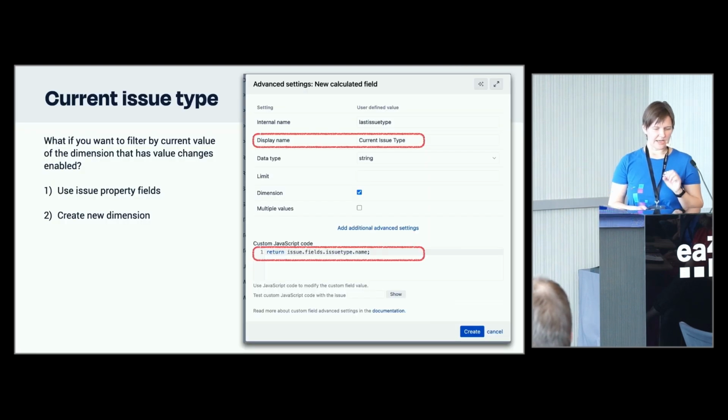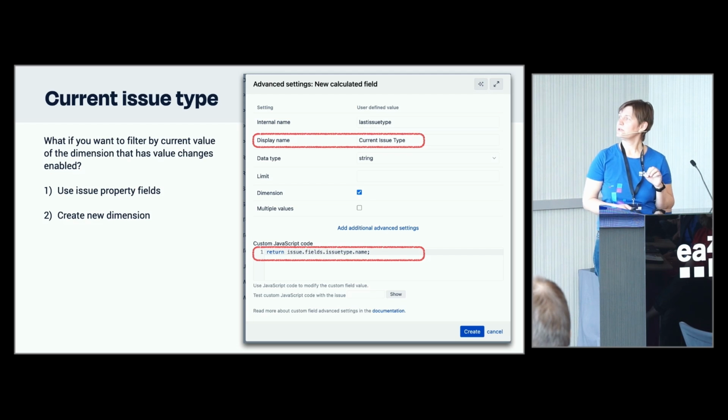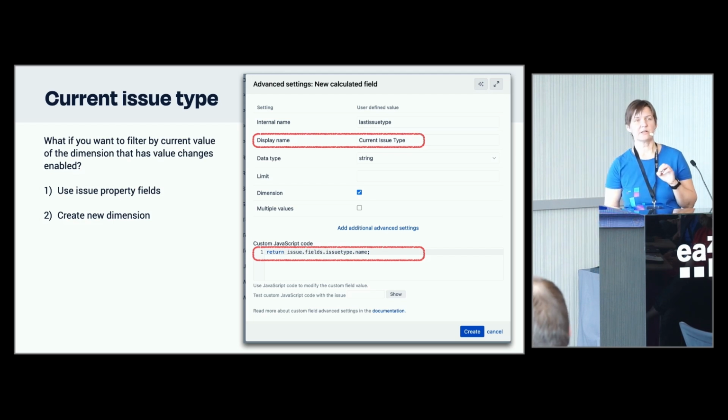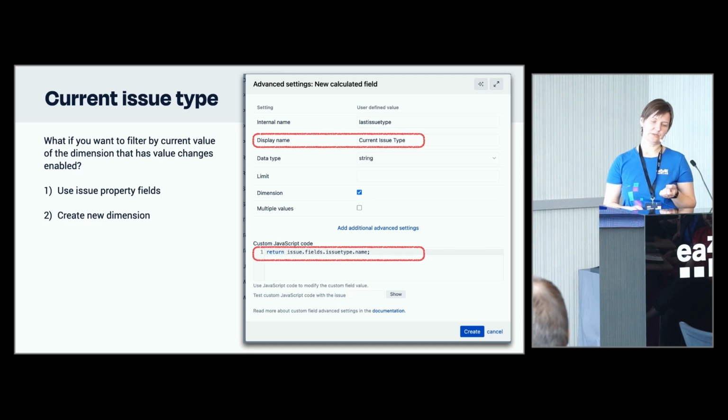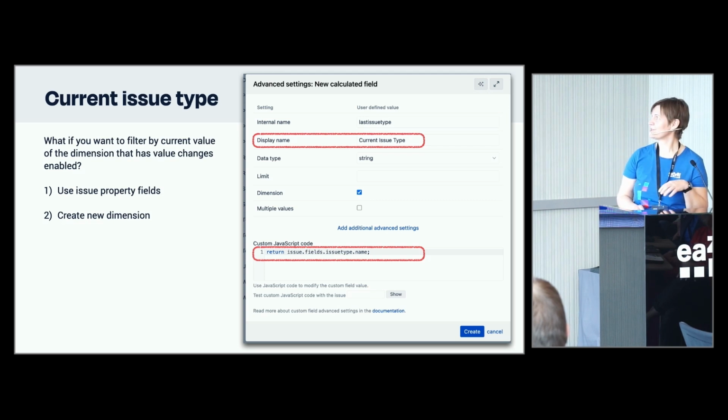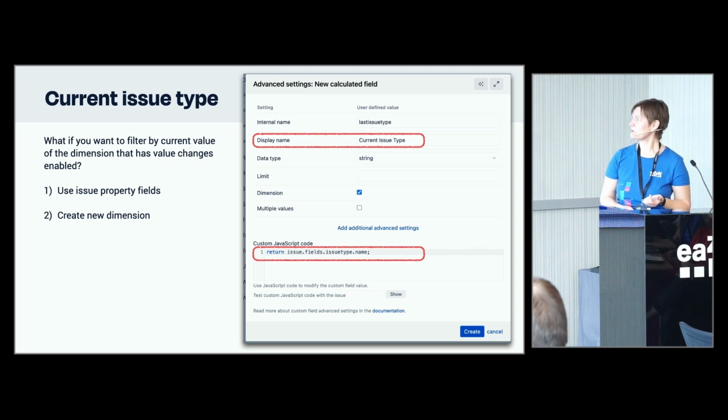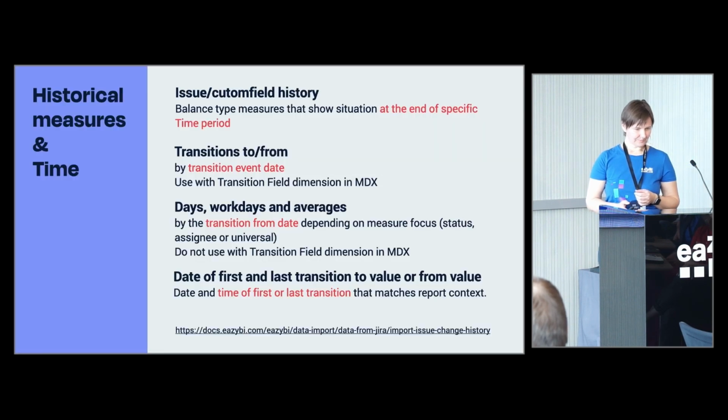Then in that case, either you need to use issue property fields, which show the current value in the formula, or you create a new dimension that will always show the current value, even with the historical measures. And that new dimension can be created quite simply. The JavaScript is very short and nice. And that's how it is done.